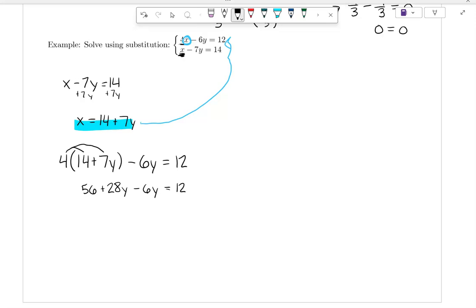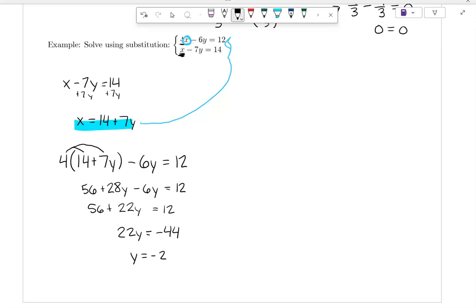Okay. Is everyone good with distributive property? You know how to do that? Perfect. And then after we get to this point, what can you do next? Yep, you can combine the y's. So you would do 28 minus 6 and get 22y. You solve that 56. And then what can we do with the 56? Subtract it over. We get 22y equals negative 44. And then we get y equals negative 2.